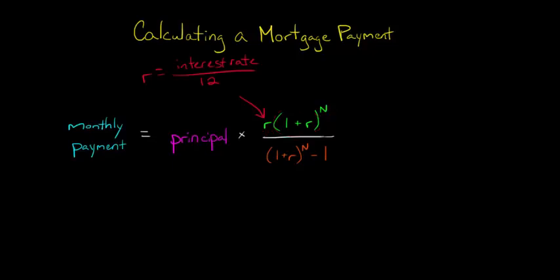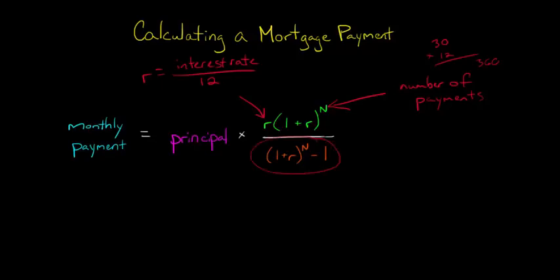That n is an exponent, and it also represents something: the number of payments that you're going to be making. For a 30-year loan, there are 12 months in a year, so you're going to have 30 years times 12. That tells you how many payments you have to make, so that would be 360 for a 30-year loan. If you're doing a 15-year loan, it'd be 15 times 12, so 180. Then the denominator is just 1 plus R to the nth power, and then we subtract 1.